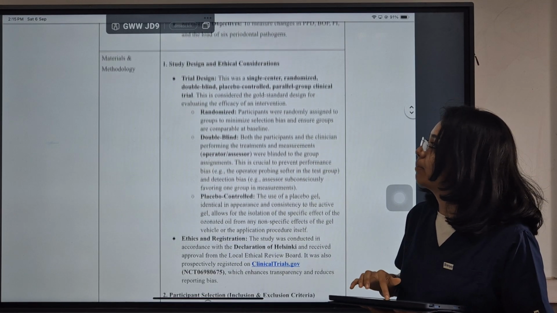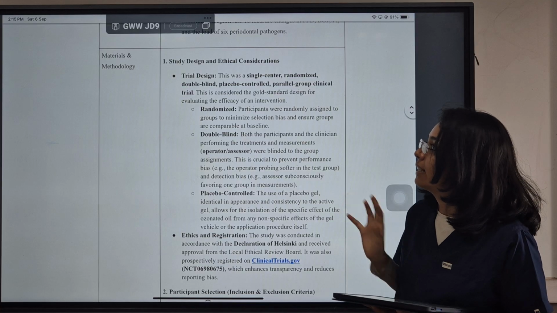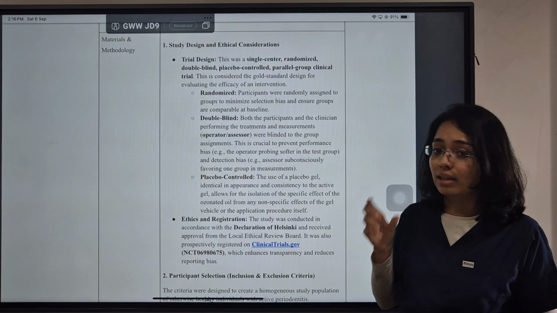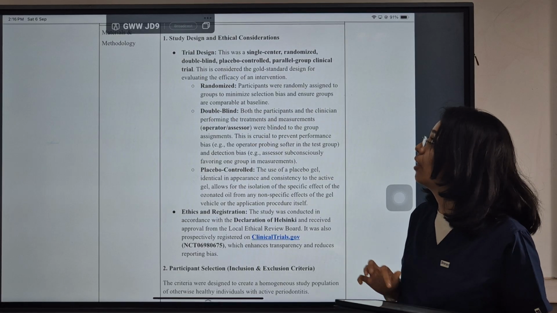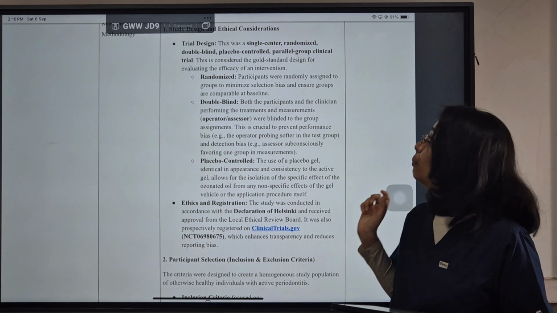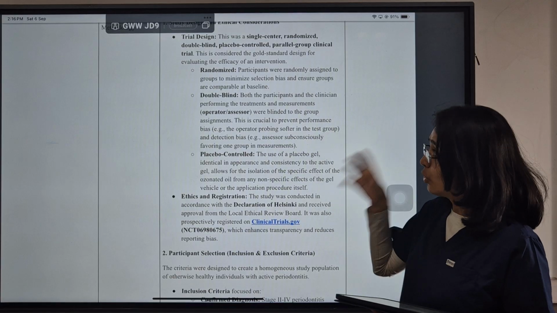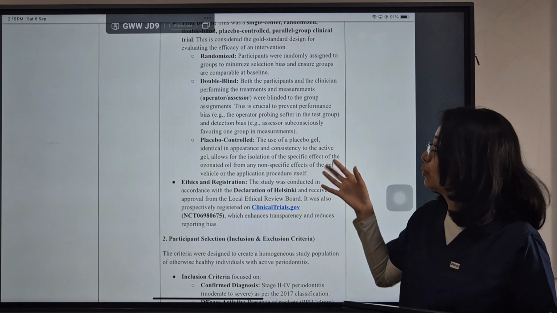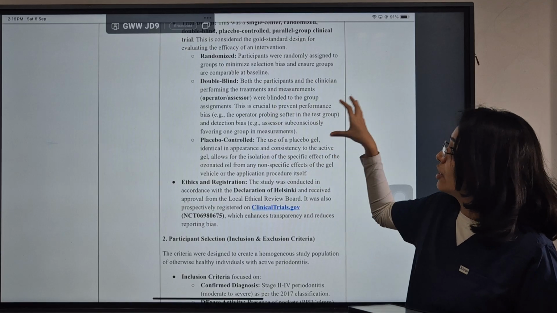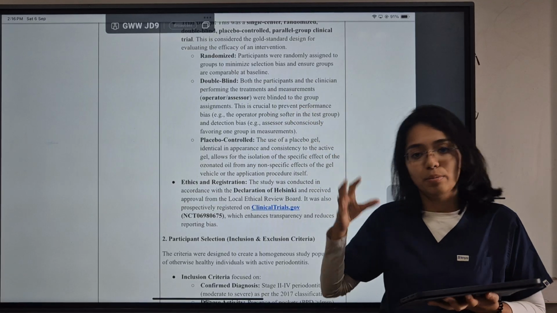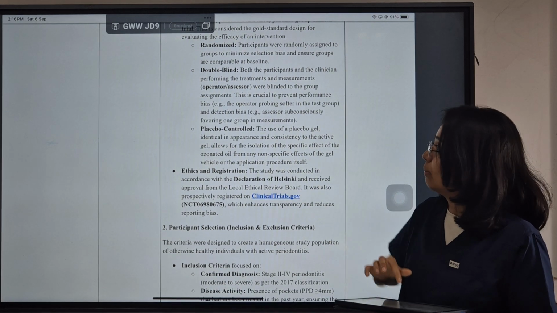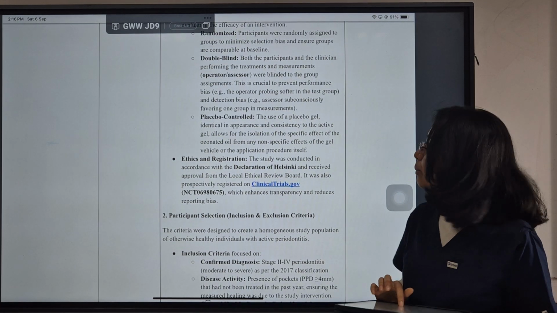Moving on to the materials and methodology. The trial design was a single center randomized double blind placebo controlled parallel group clinical trial. So initially randomization was done. After that both the participants and the clinician performing the treatments were blinded, and the assessor and the operator were all blinded. So that is why it is double blinded.